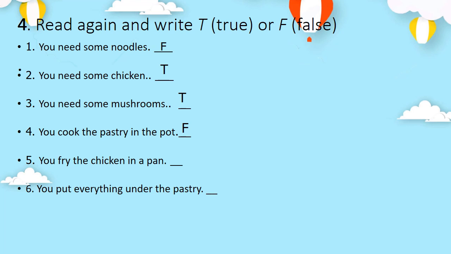And number 5, you fry the chicken in the pan. That's right. True. And the last question, you put everything under pastry. Under pastry, you see? No, it's not correct, because in this dish we have to put everything on the pastry, not under the pastry. So it's false. It's okay, everyone?